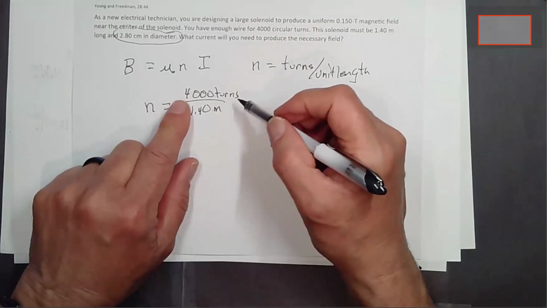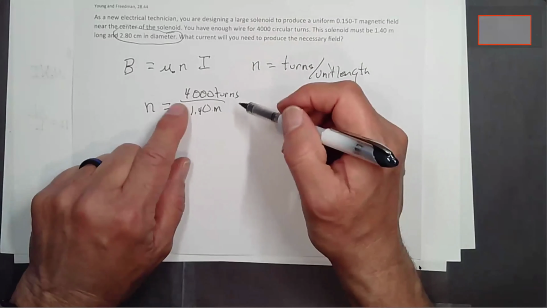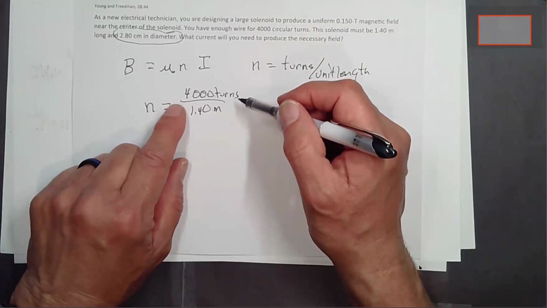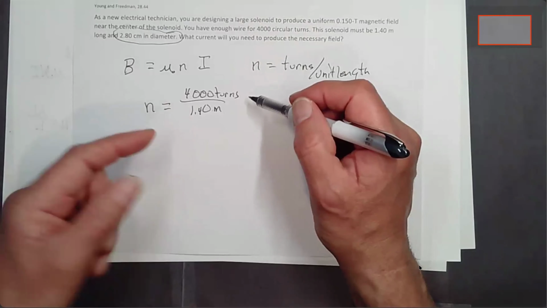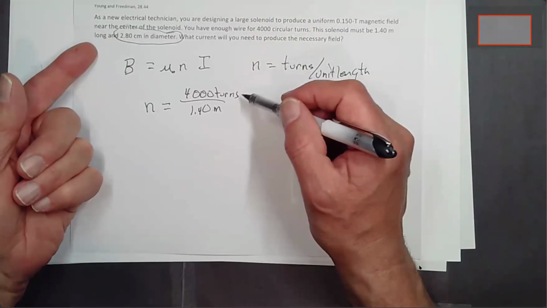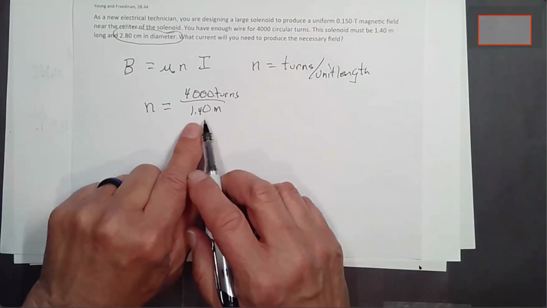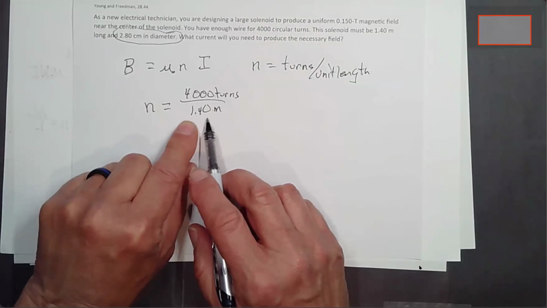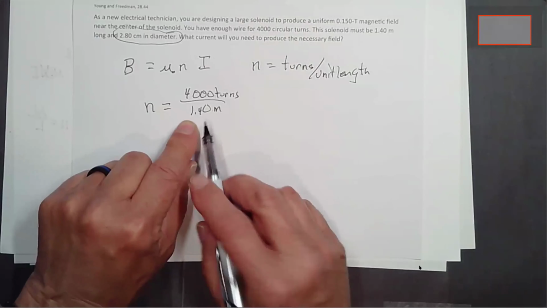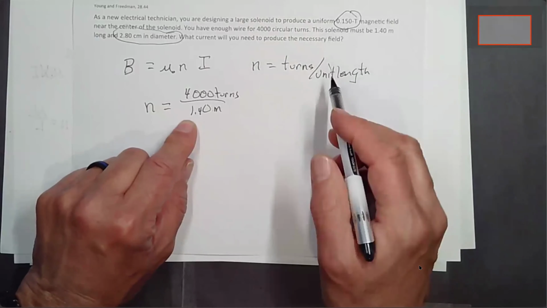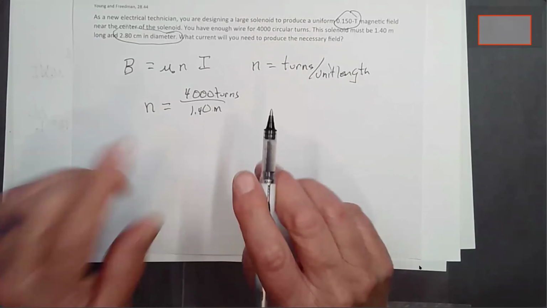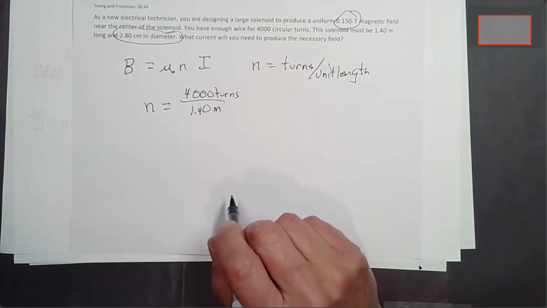By the way, the 4,000 turns, presumably that would be an exact integer number, and so for significant figures, we'll go with the length that they gave us to try to figure that out, and also the magnetic field strength. So we'll just assume we've got that.